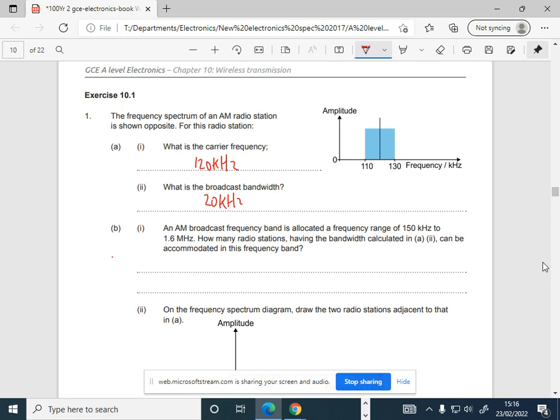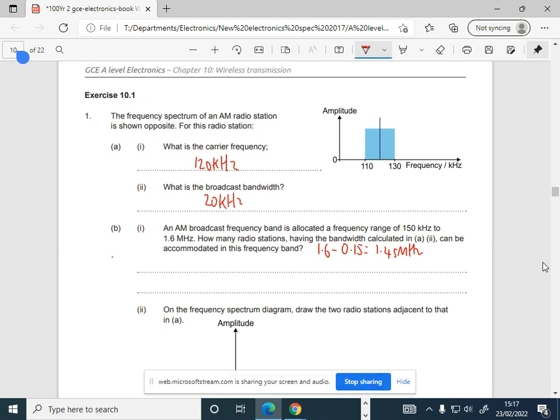This time, there's an equation on the data sheet. So an AM broadcast is allocated a frequency range 150k to 1.6 megahertz. Obviously, we need to convert those eventually. How many radio stations, having the bandwidth calculated there, can fit? So first of all, the available bandwidth is 1.6 meg minus 0.15 meg, which is 1.45 megahertz.